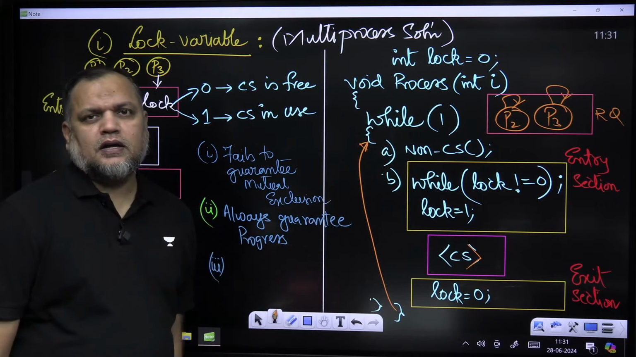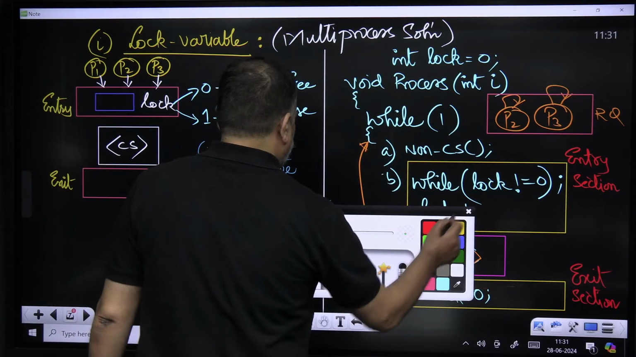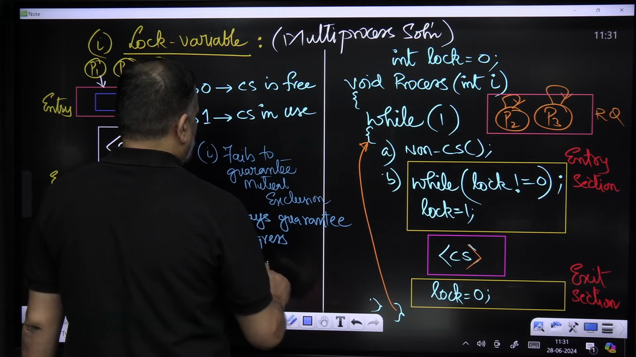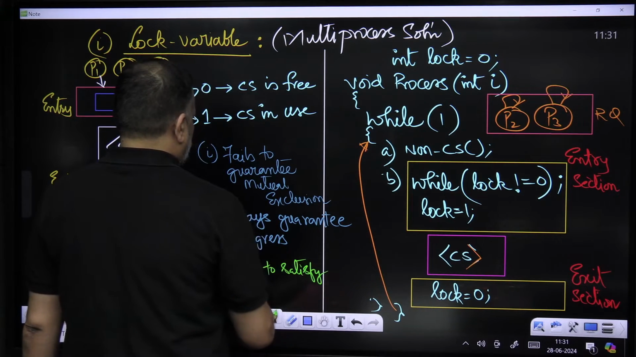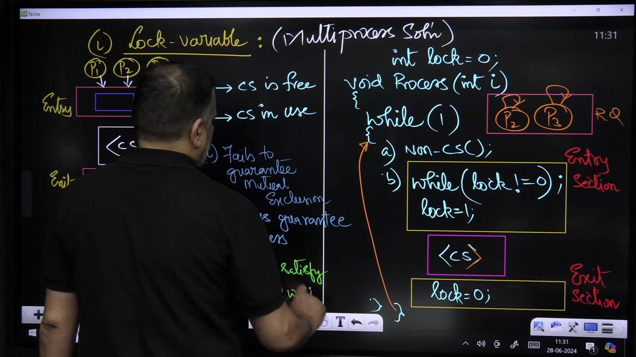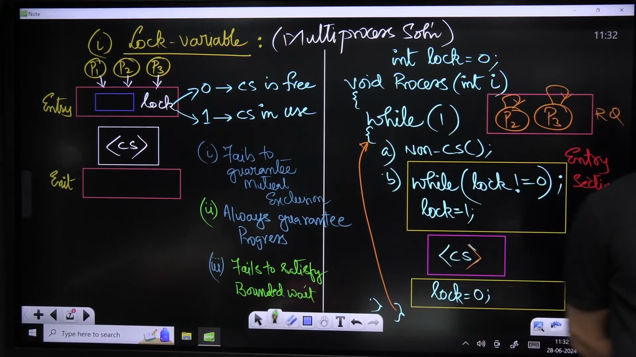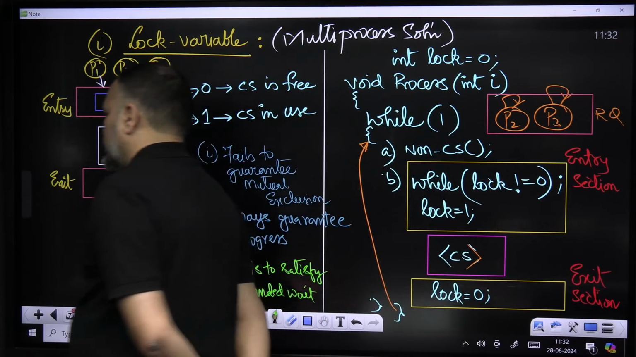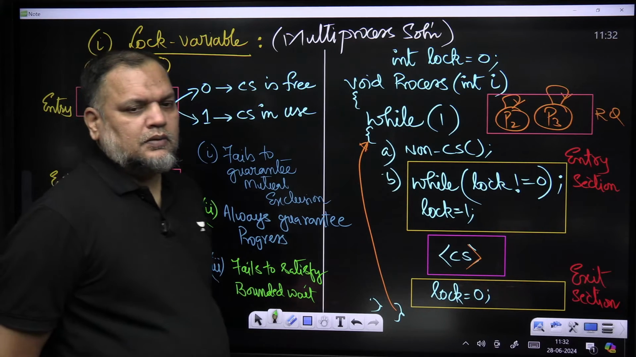और starvation हो रहा है. So therefore, lock variable fails to satisfy bounded wait. ये है analysis of the first mechanism, which is called lock variable. So lock variable does not guarantee mutual exclusion, guarantees progress and fails to guarantee bounded wait.